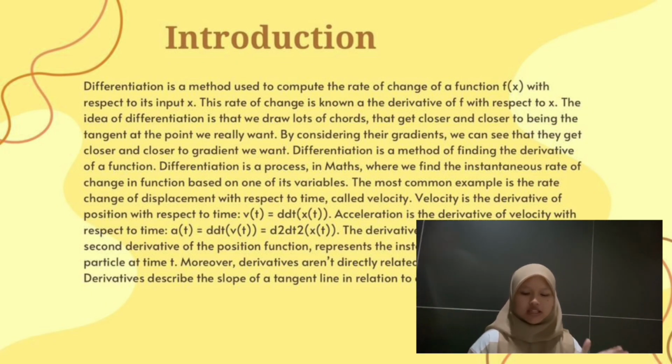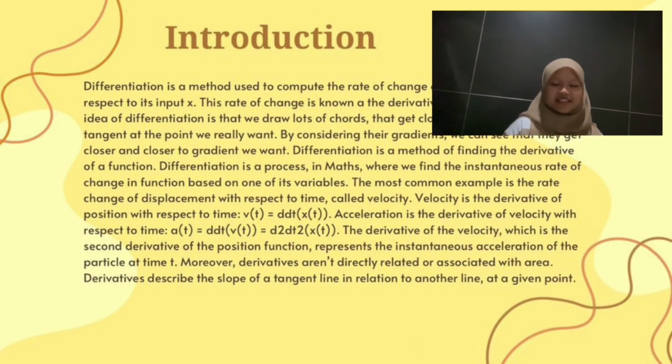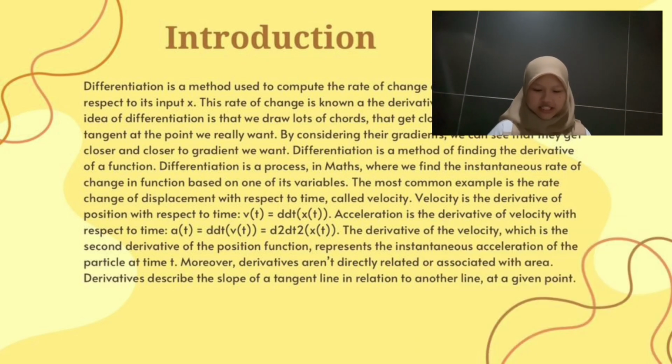Differentiation is a method of finding the derivative of a function. Differentiation is a process in maths where we find the instantaneous rate of change in a function based on one of its variables. The most common example is the rate of change of displacement with respect to time, called velocity. Velocity is the derivative of position with respect to time. Acceleration is the derivative of velocity with respect to time.